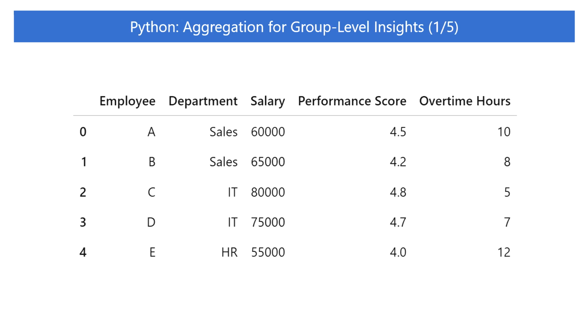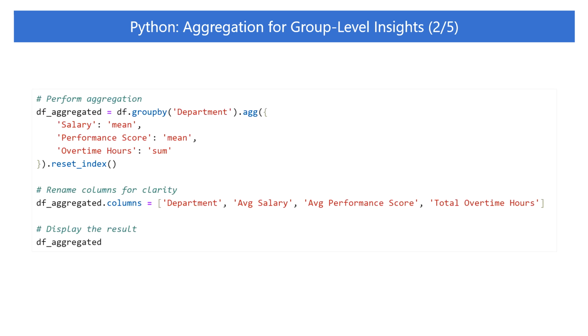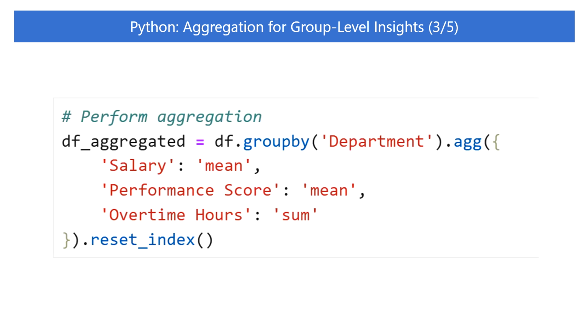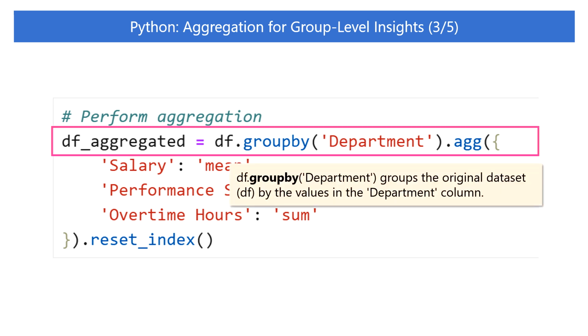Using this dataset, let's implement this data aggregation in Python. We can do that aggregation using this code. Let's explore this code in detail. First, let's focus on this part. The first line starts the aggregation process. df.groupby('department') groups the original dataset df by the values in the department column. Each group will then be processed separately using aggregation functions defined next.